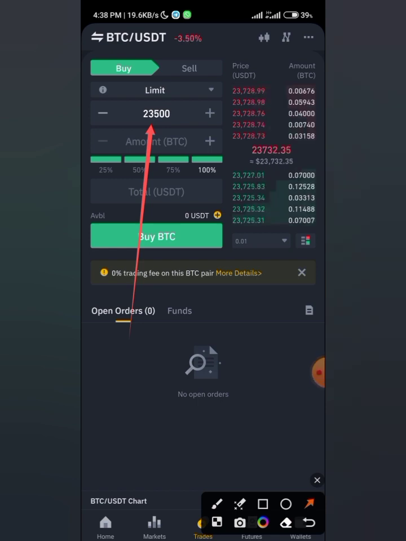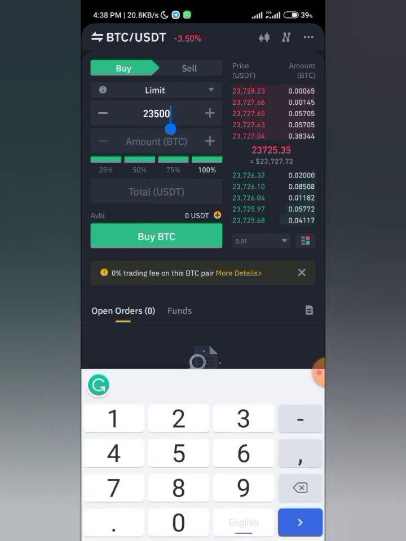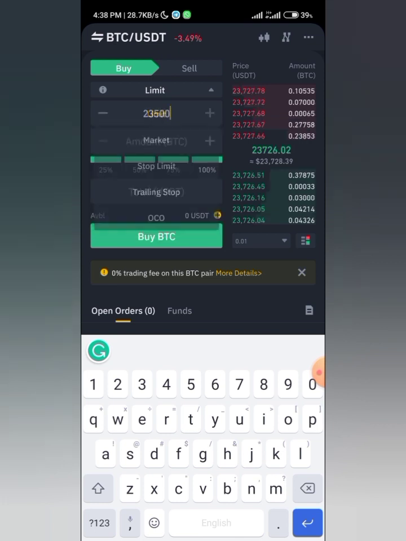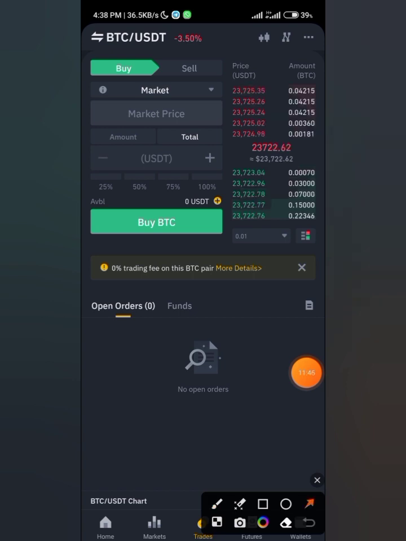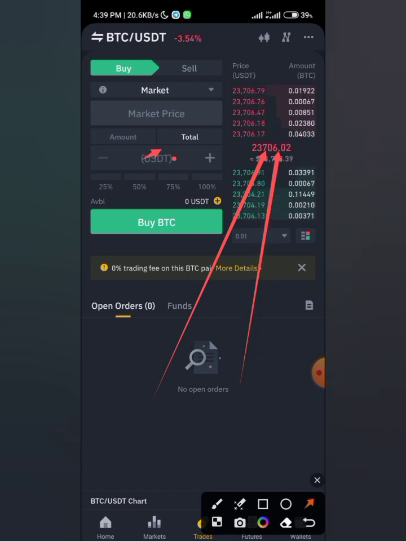But if you want to buy immediately without wasting any time, all you need to do is change it and put it to market order. Once you go to limit, you change it and choose market order. This simply means that you are telling Binance you want to buy BTC at the particular amount it is trading at on the market. So once I put market, I put the amount of USDT I want to use in buying and click on buy, it will execute immediately depending on the price it is selling at that particular time. So these are the two options you have here.